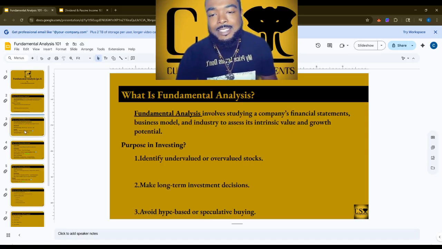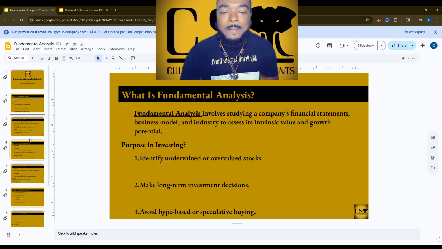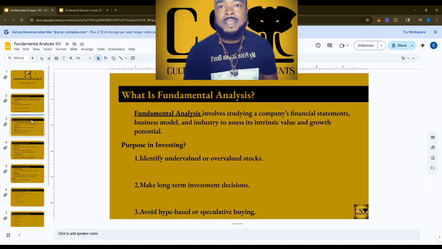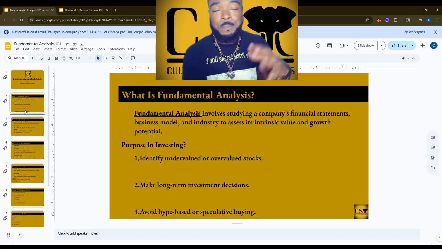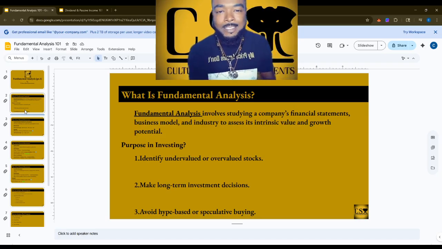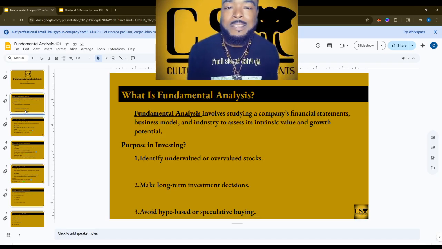Fundamental analysis, you got to dig deep into the company and look at its reports. You're looking at earnings reports. You're looking at balance sheets. You're looking at price to earnings ratios. You're looking at ratios. You're looking at many different things that are not on the chart, but tell you about the internal health of a company and how well it's performing.